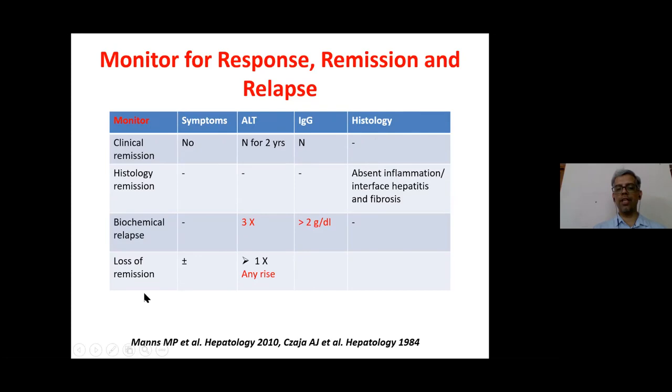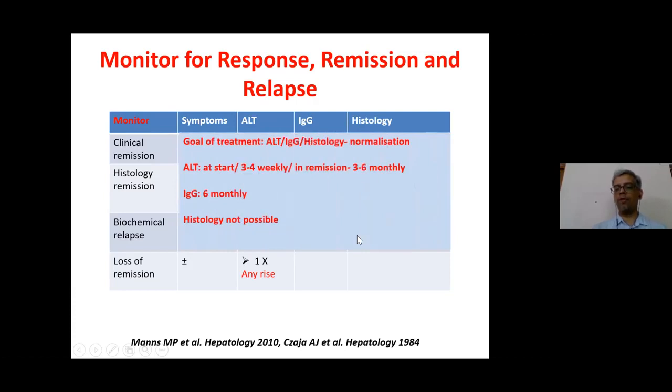Loss of remission means that the ALT has started to rise. There may be multiple causes. We'll talk about that. Biochemical relapse is defined as more than 3 times rise of ALT and elevated IgG levels in the range of more than 2 grams per deciliter. So my goal of treatment in autoimmune hepatitis is to normalize the symptoms, normalize the ALT, normalize the IgG and histology. Once you've achieved a remission in such patients.